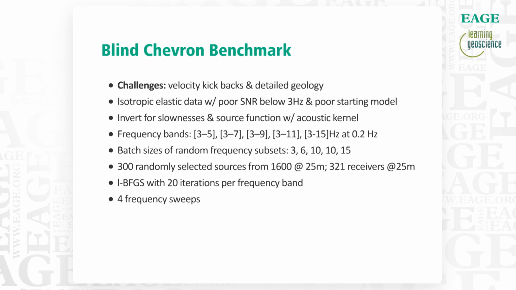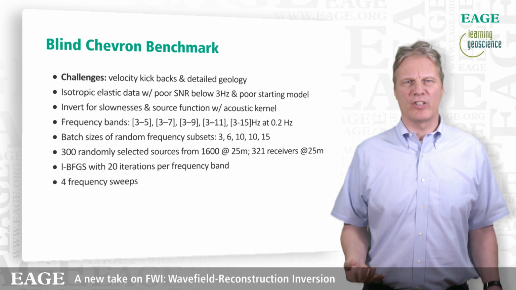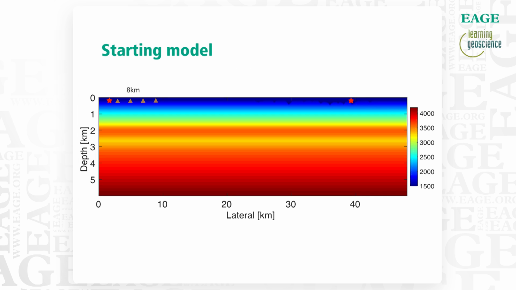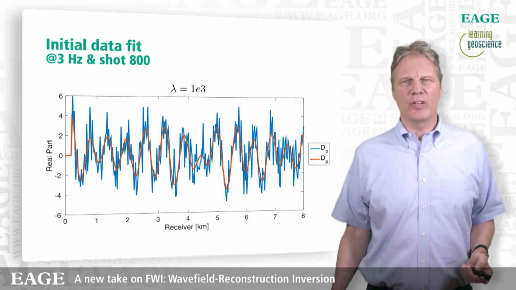Okay, so now I go to a second example, which is based on the blind Chevron benchmark. The challenges here again are velocity kickbacks and very detailed geology, but otherwise we don't know anything, since this is a blind benchmark. And this is a starting model. It has an 8 kilometer offset, and it's one-dimensional, so it has very little information.